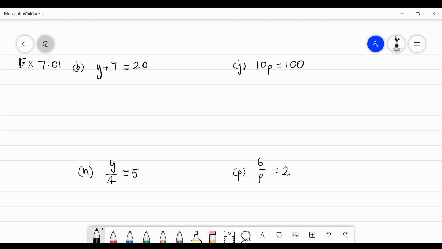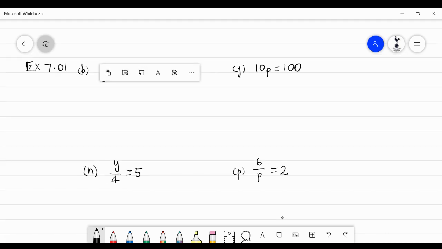So just very quickly, if we start off with the first example in question 1b, y plus 7 equals 20. We've always got to consider what the inverse operation is to isolate the variable, to get the variable by itself on one side of the equation. So if we've got y plus 7 equals 20, to effectively unwind the y plus 7, we've got to work out the inverse operation of adding 7, and that is effectively subtracting 7.